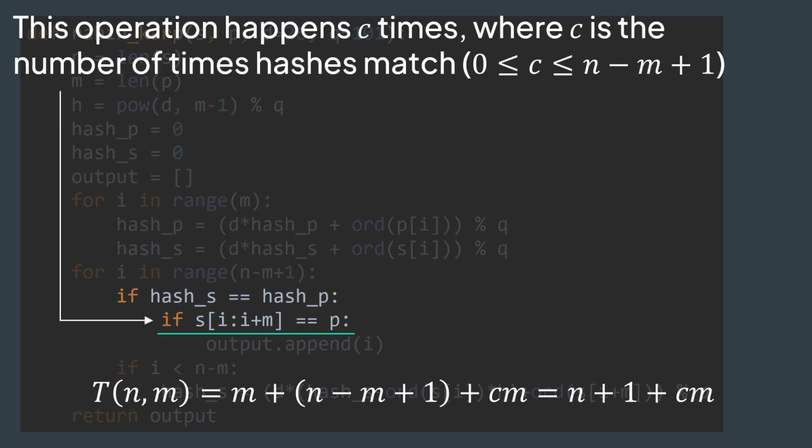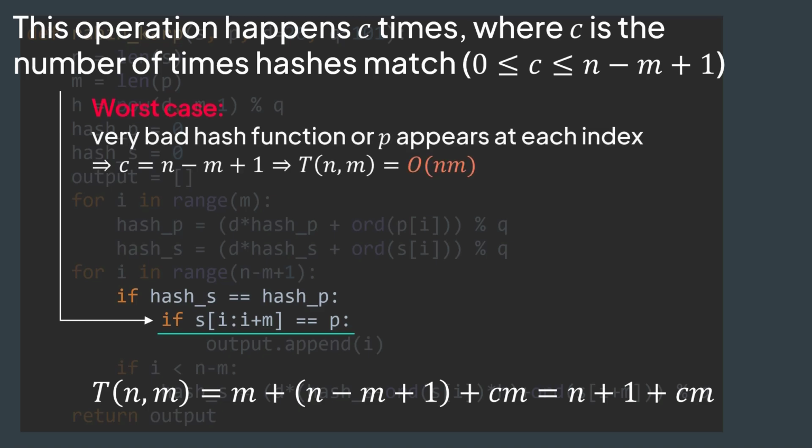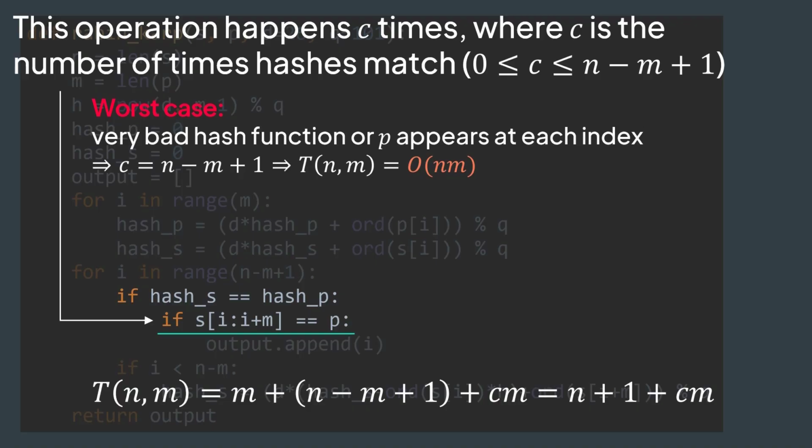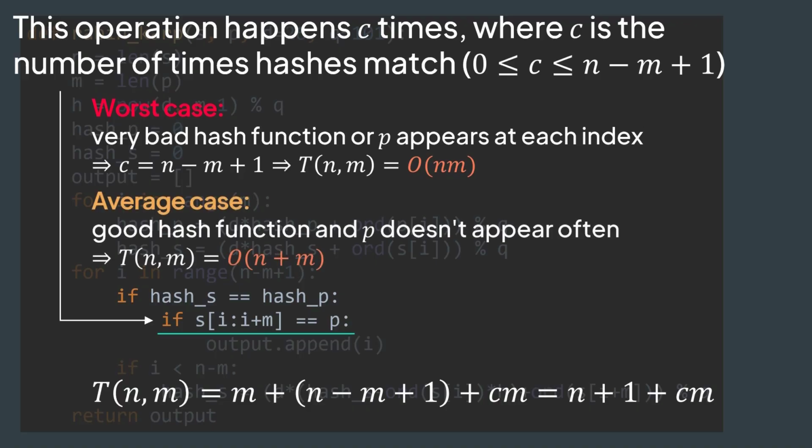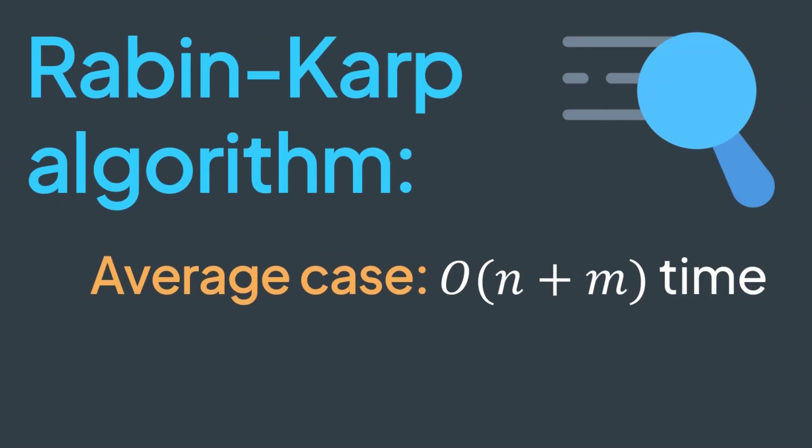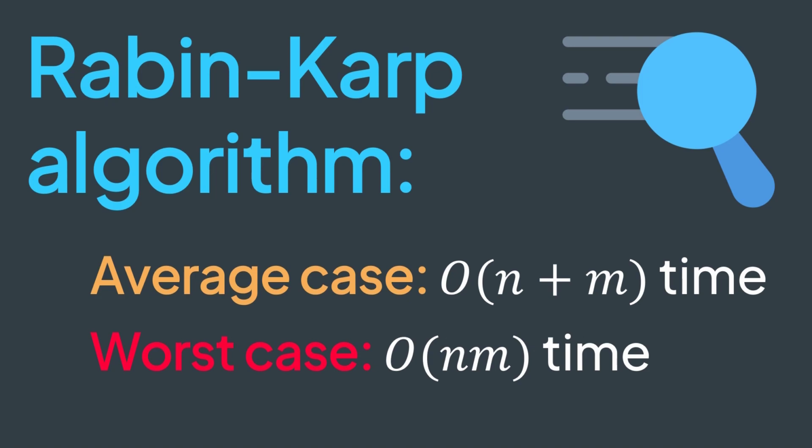In the worst case, c can be equal to n minus m plus 1. Hashes match at each iteration. For example, when we have a very bad hashing function or p appears at each index, we get an O of n times m time complexity. But with a good hash function, most of the time we'll probably have no or very few collisions. Same thing for appearances. The number of appearances is usually way smaller than n, if not 0. So we can say that in the average case, Rabin-Karp algorithm has an O of n plus m time complexity, way better than O of n times m. But we still have O of n times m time in the worst case.